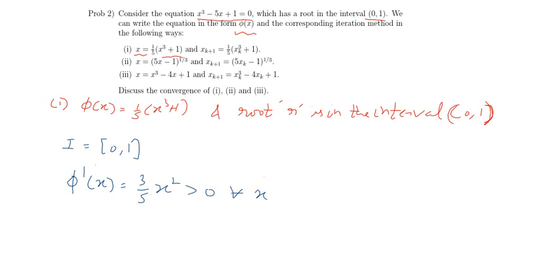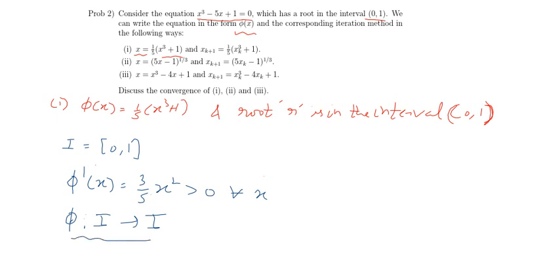So you know the minimum value at x equals 0 is 1 by 5, and the maximum value at x equals 1 is 1 plus 1, that is 2 by 5. Okay, so it will not go outside the interval. So it will be easy to show that phi actually maps I to I. So if you choose I equals closed 0 1, where the root lies, you can easily show that phi maps I into I.